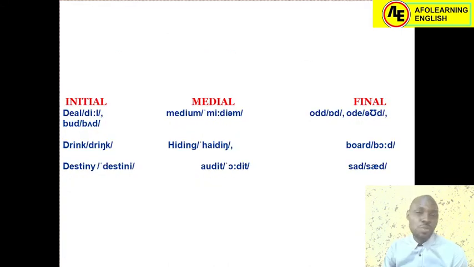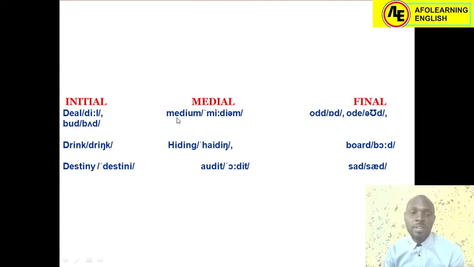So let's look at the distribution of the sound in English words. At the beginning of words, you can find this sound in the word deal. You can find it in the word drink. You can also find it in the word destiny.